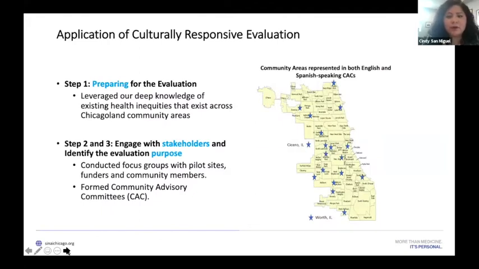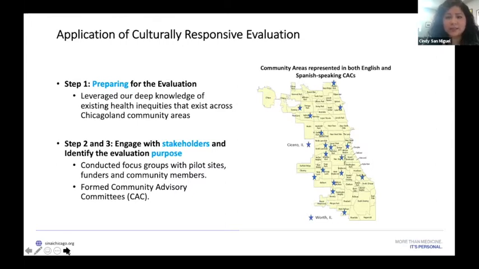So step number 1, preparing for the evaluation. As you heard in the first portion of today's events, and as you'll hear throughout the day, SUHI has a long-standing history of examining and understanding hyper-local health inequities that exist throughout our city. So that's where we started, and just thinking about what do we know about the communities that are involved within this project. From there, step 2 and 3, we engaged with the stakeholders and identified the purpose of the evaluation.